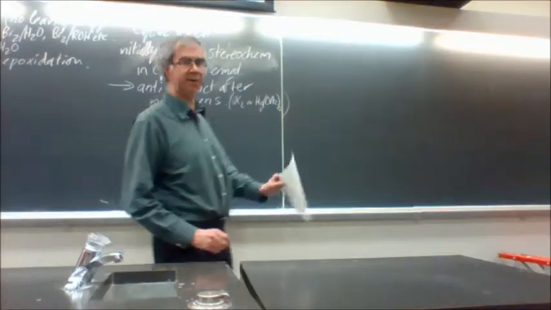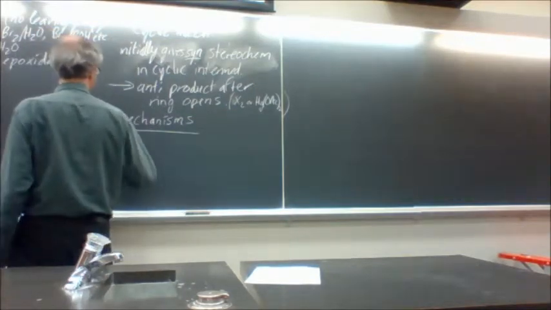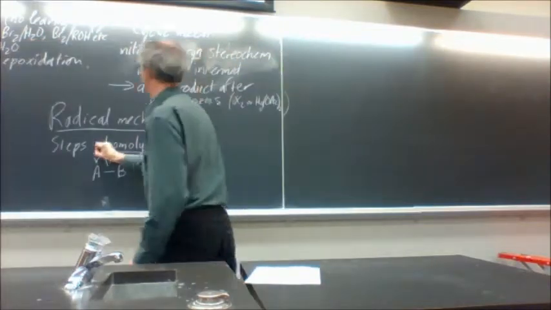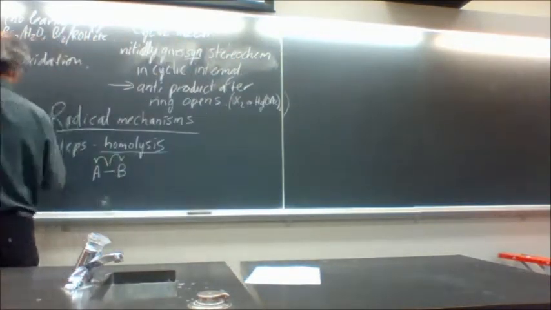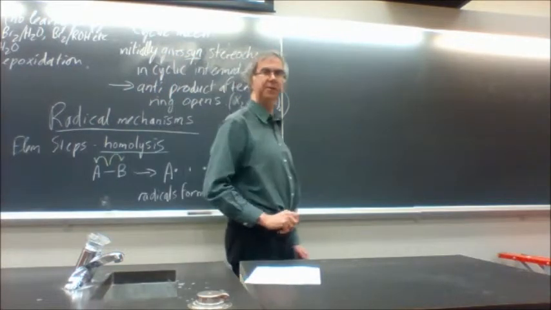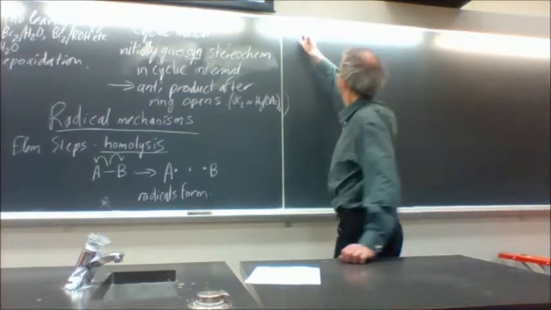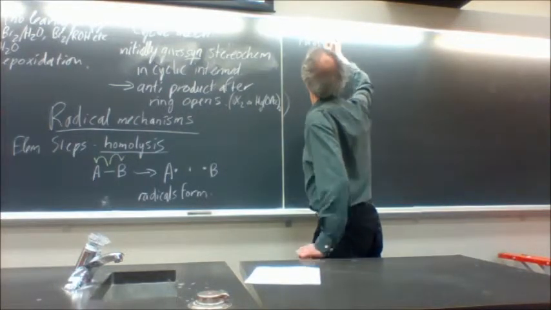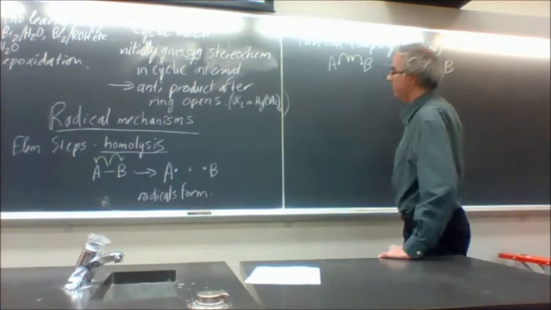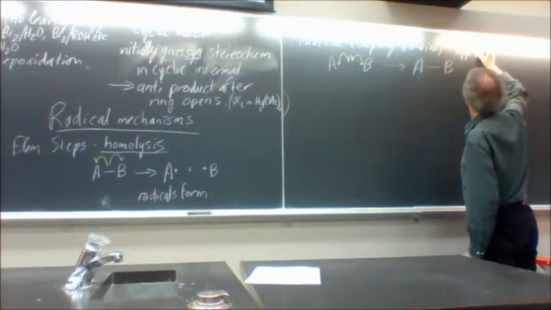We also have radical mechanisms. We have homolysis. These are the elementary steps. That's where radicals form. And then you have radical coupling where they combine. And this is the opposite of homolysis.